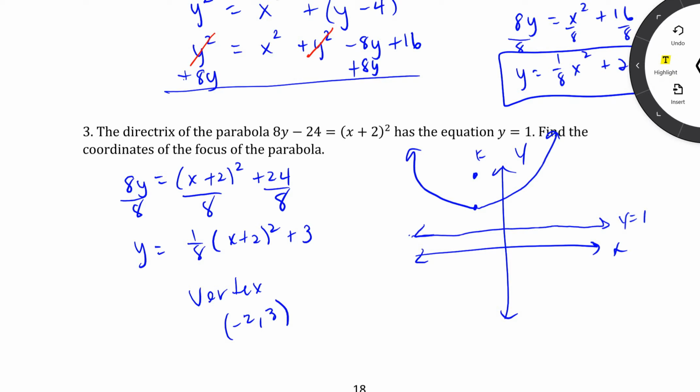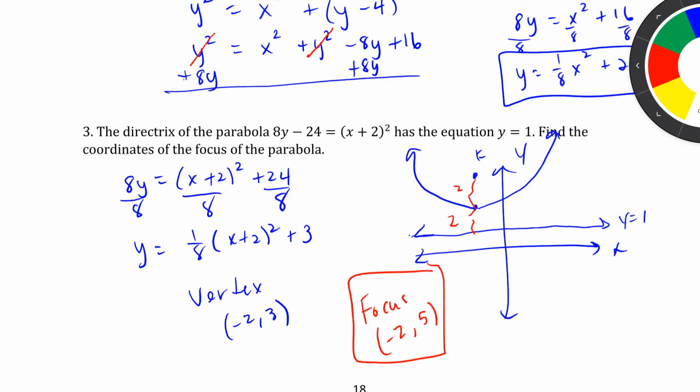So what I'm essentially asking you to do here is say, well, how many boxes do I have to count to go from the directrix to the vertex? Well, that would be 2. So if I go 2 more boxes up, I would be at the focus. So the focus is going to have the same x coordinate as the vertex. It's just going to be 2 units above the vertex in this case. So it would be (-2, 5). No fancy algebra or anything we have to do there, just essentially, do we understand what the graphs look like?